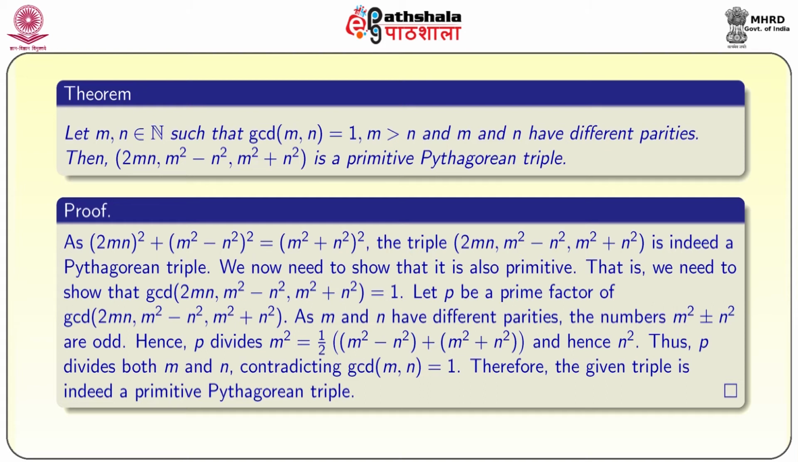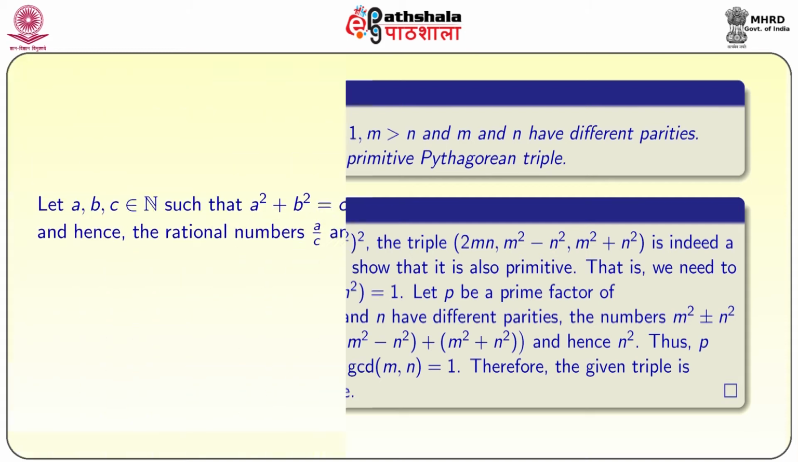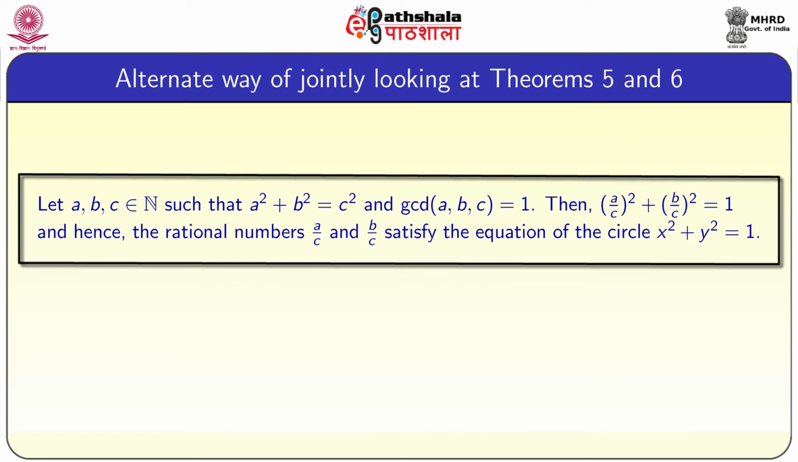So, these two results are very important. They are establishing that every primitive Pythagorean triple can be obtained for given two integers m and n, satisfying a simple condition that GCD of m comma n equal to 1 and m greater than n, and they should have different parity. Then we are going to get a primitive Pythagorean triple. An alternative way, these two theorems can be seen as a single theorem. Our proof goes like this.